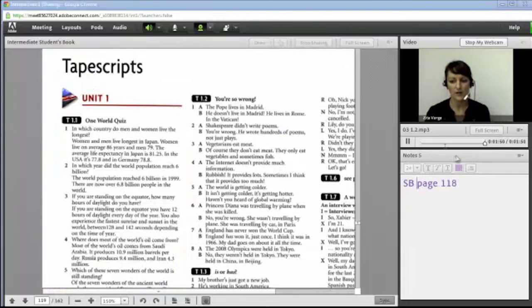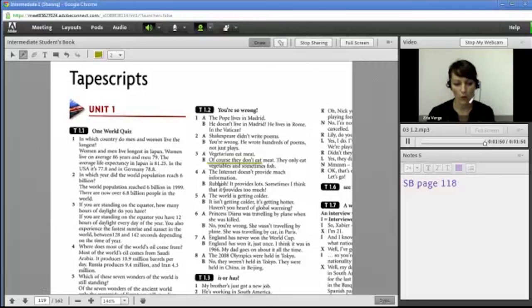To check our answers, I'd like you to turn the pages of your book to page 118. That's where you can find the tape scripts. And here we are going to look at the answers together. So page 118. Up there, tape script 1.2. You're so wrong. Now let's have a look. Number 3. Vegetarians eat meat. Of course they don't eat meat. So one way of saying you don't agree is to say of course and the negative. Of course they don't eat meat.